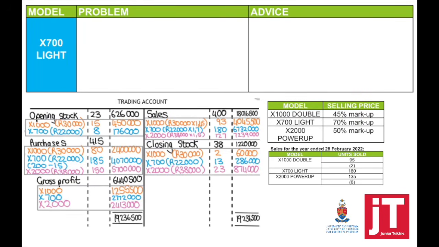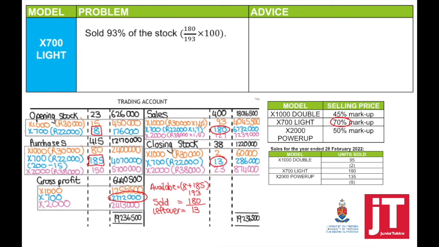If we look at X700 Lite, again we're going to circle if there is any concerns. So if I look at this, the markup percentage is 70%, which is the highest. We have 8 plus 185, that is the amount available. We sold 180, we've got 13 units left over. If I look at the gross profit, yes, the gross profit is the highest out of all of them.